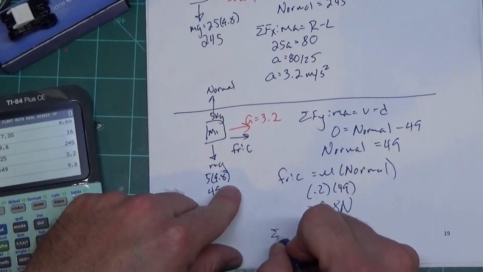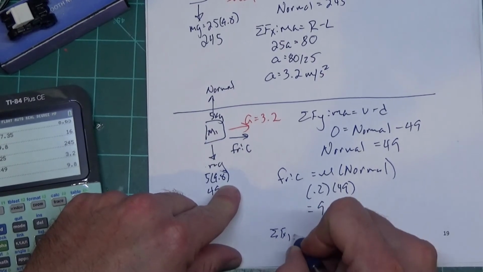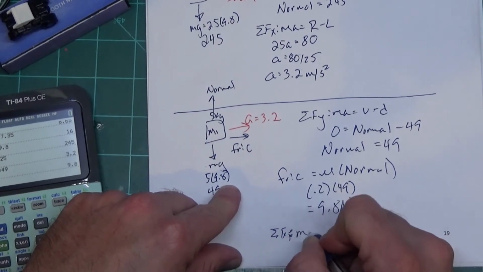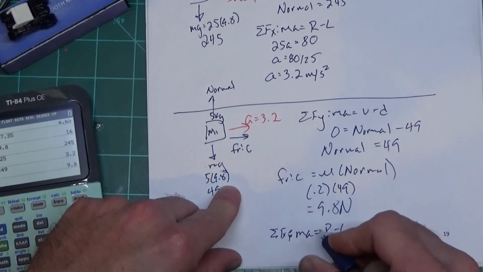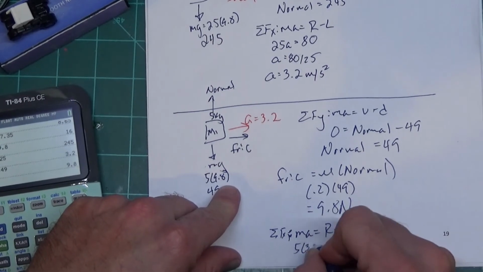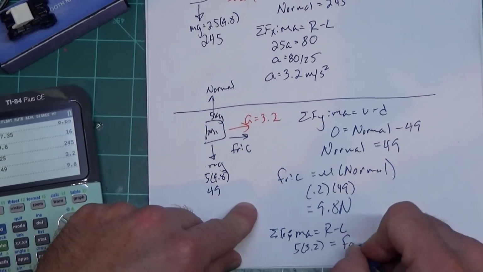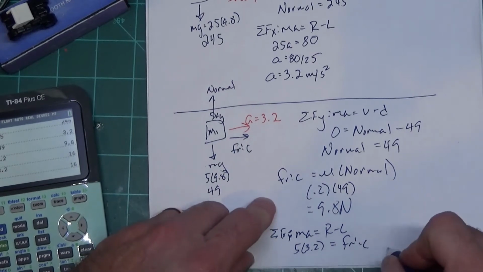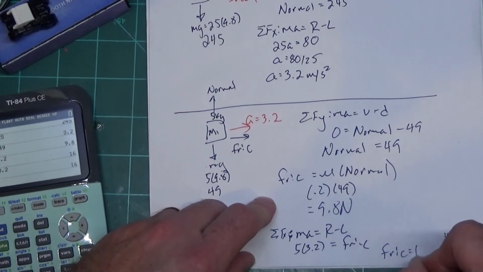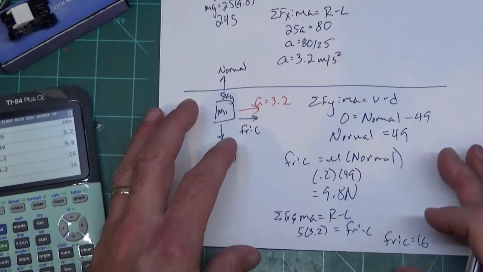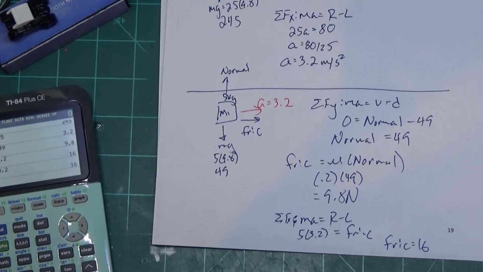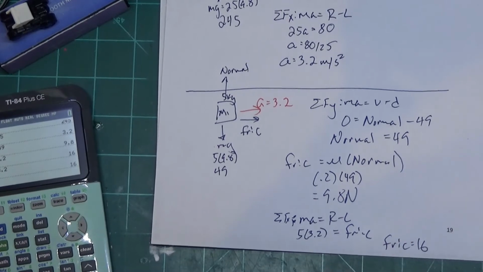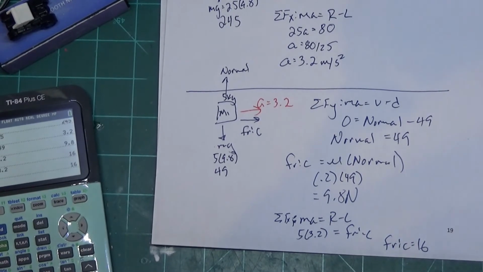Or I can go through and do some of the forces in the X. That's MA equals right minus left. So 5 times 3.2 equals friction. 5 times 3.2, let me get this right on the calculator, comes out to be 16. Alright, so which ones were correct? Is the friction 9.8 or is the friction 16? Which one's correct?